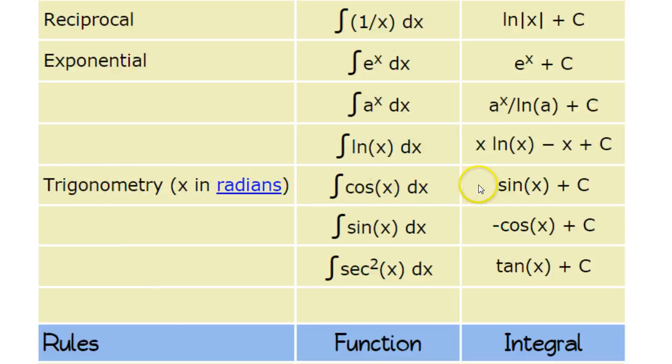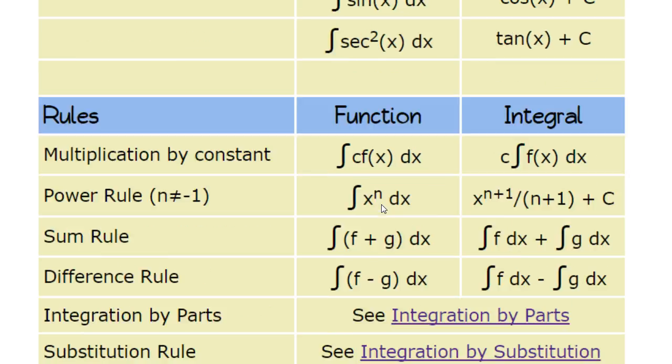And now x is in radians for the trig part. The integral of cosine of x is sine of x. The integral of sine of x is negative cosine of x. And the integral of secant squared x dx is going to be tangent x plus c. Okay, so there are some rules right here.